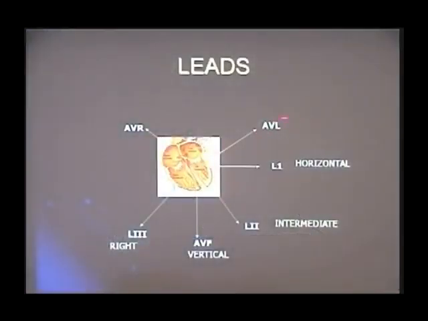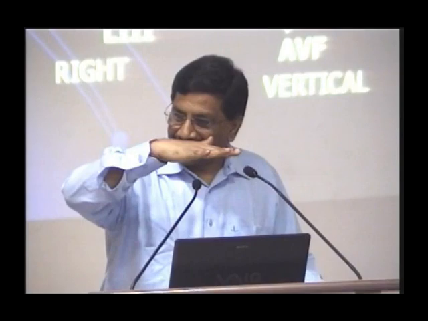AVL is what lead? Very difficult question. Left. AVL is left. It's a very, very easy question. So AVL is left. AVR is no man's land because everything is going to go away from the lead AVR. So now the 6 limb leads, I have given an individual name. L1 is horizontal, L2 is intermediate, AVF is vertical, L3 is right, AVL is left, and AVR is no man's land where everything is going to go away from the lead AVR.